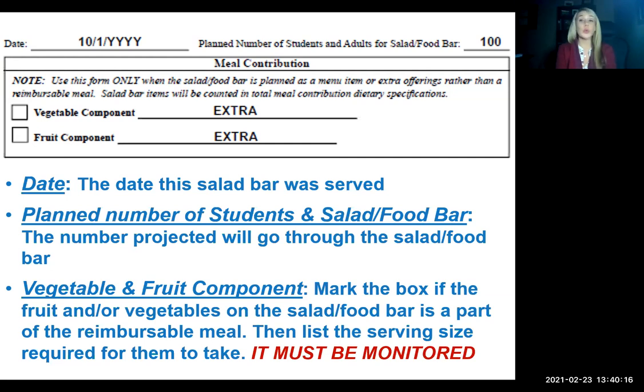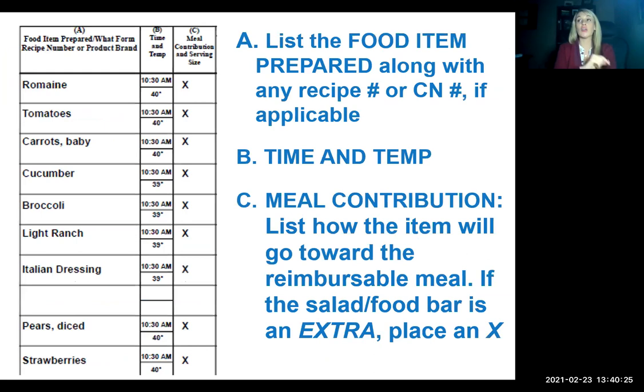Someone has to sit there and be like, nope, you didn't get enough, go back and get more vegetable. Nope, you didn't get enough, go back and get more fruit. You have to monitor it if you are going to use the fruit and vegetable component as part of the reimbursable meal. But if not, it can just be an extra. And most people, I would tell you, just make it an extra.